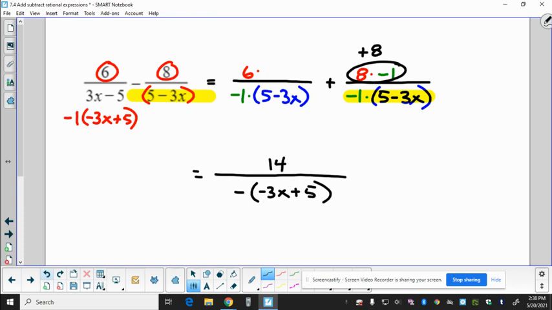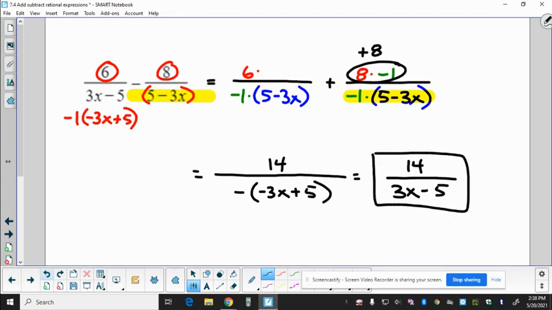And there you go. Now, there could be variations on the way this could be written. Like we could multiply that negative through the denominator and get a 3x minus 5, which looks a little bit more simplified. I think I like that a little bit better.